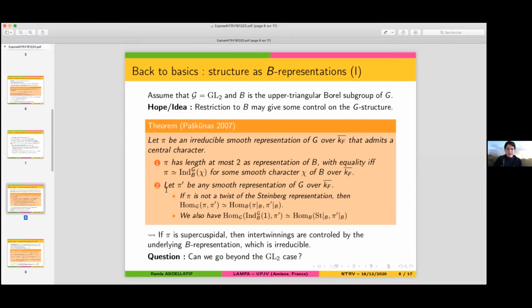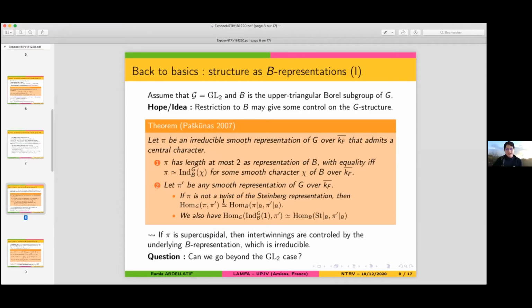And the second point tells you that, if you want to understand homomorphisms between an irreducible pi and any smooth pi prime, both representations of G, all you have to understand is the homomorphisms between their restrictions as B representations, which looks more handleable in some sense. This is true if pi is not special series, meaning if pi is not a twist of the Steinberg. When pi is a twist of the Steinberg, then the B homomorphisms actually match with the G homomorphisms, but starting from a reducible representation, which is the parabolically induced representation from the trivial character. So there is this special case here.